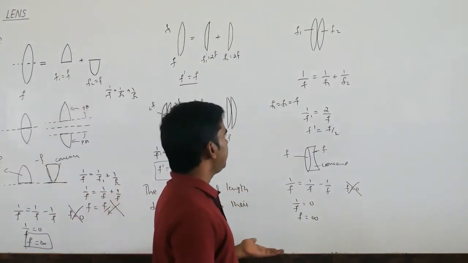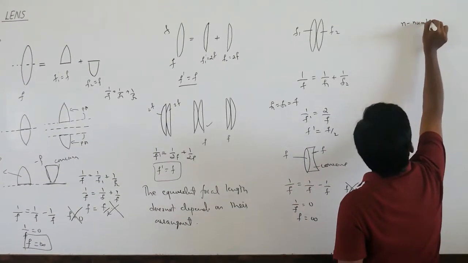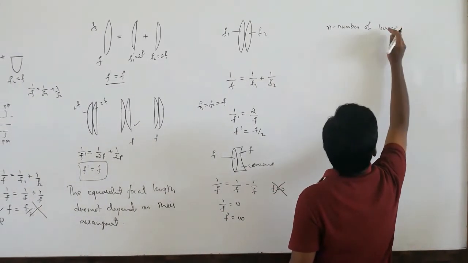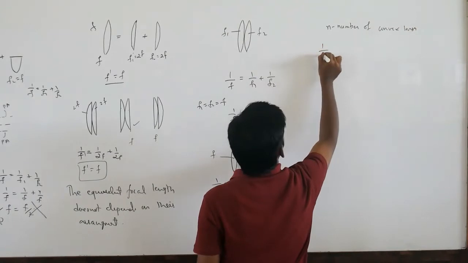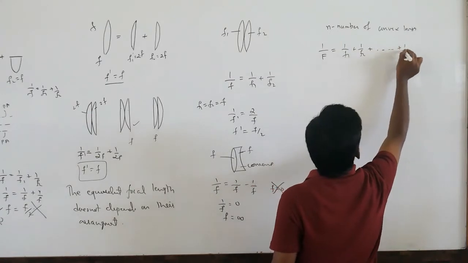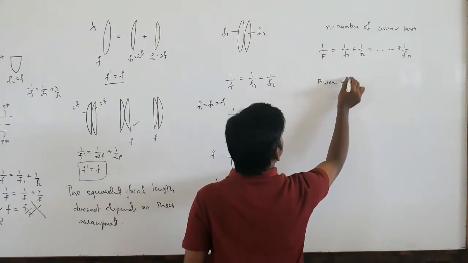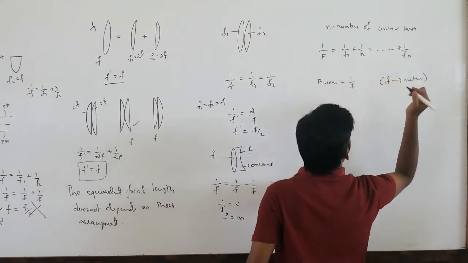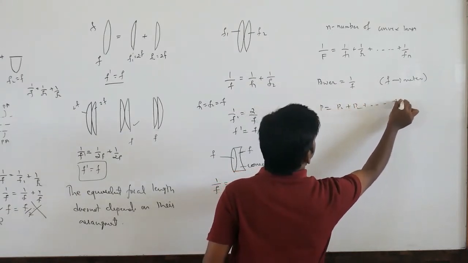So if there are n number of lenses, and they are convex, I can write the equivalent focal length as 1 by f equals 1 by f1 plus 1 by f2 plus so on, up to 1 by fn. Similarly, power we know that power is 1 by f. Important thing is f should be in meters. So you can write power equals p1 plus p2 plus so on, up to pn.